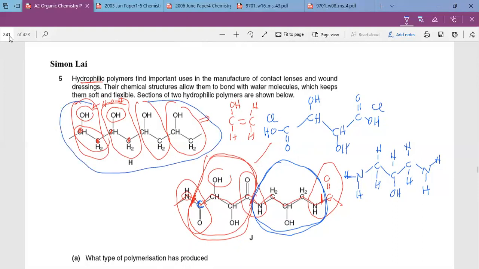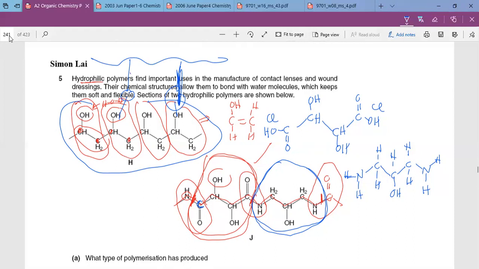That means, I got another H here. I want to join this with this. Join. This is called cross-linking. It means make it harder, less flexible. Sometimes you need things which are harder and higher density because they're closer together. So what can link it here?